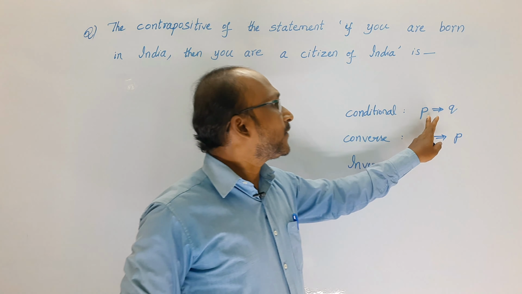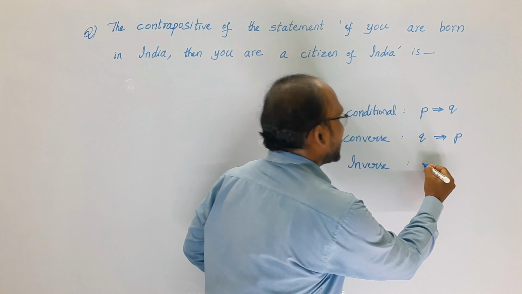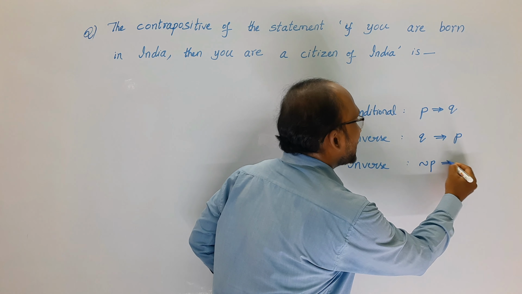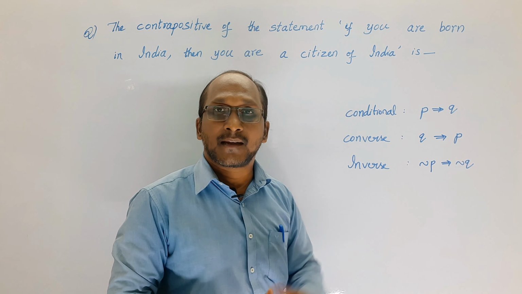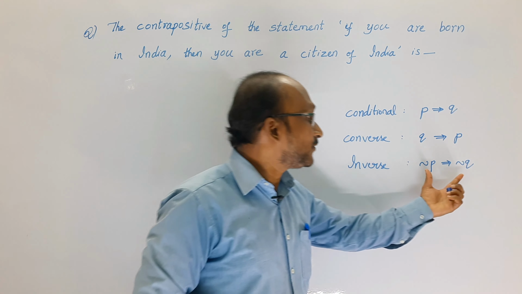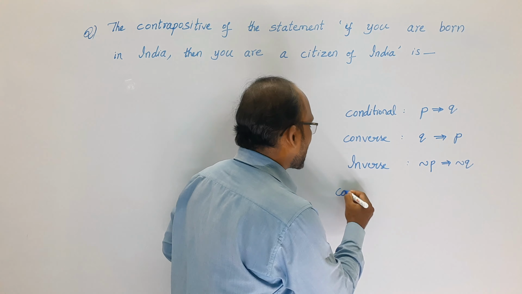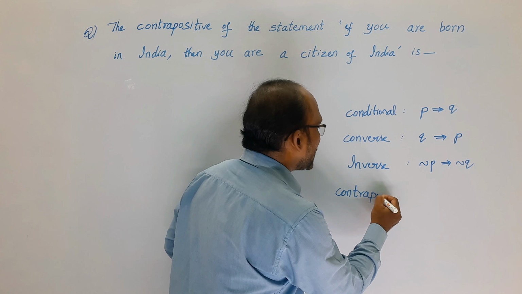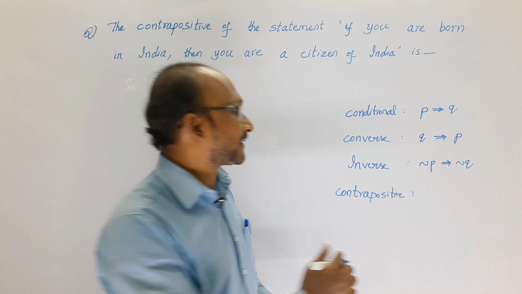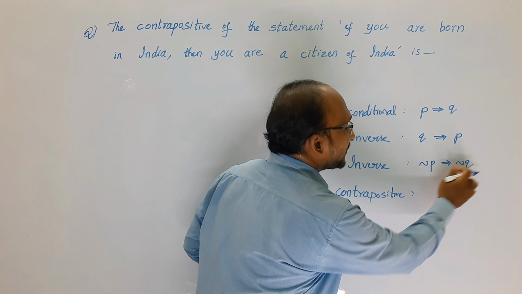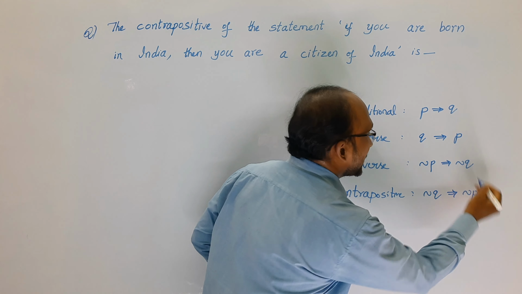Next, inverse of the conditional. Inverse means if you give negations to both hypothesis and conclusion, then you will get negation P implies negation Q. This form is called inverse of the conditional. And if you take the converse of the inverse, you will get contrapositive. So, what is the converse of this inverse? Negation Q implies negation P.